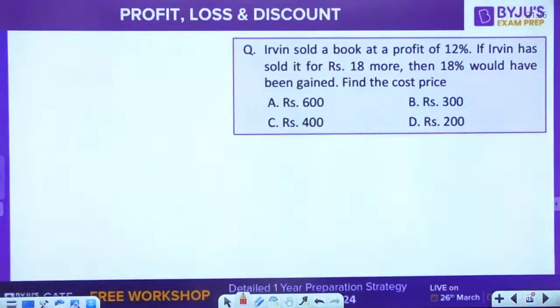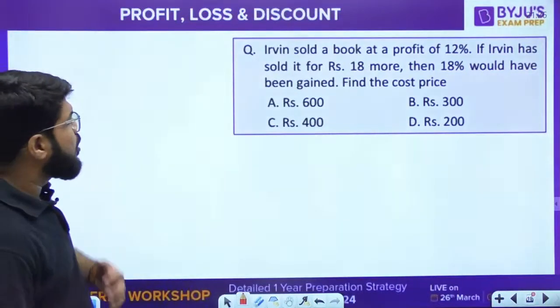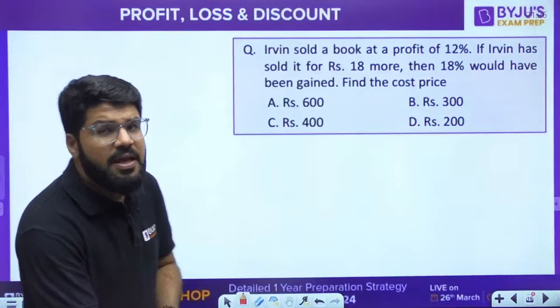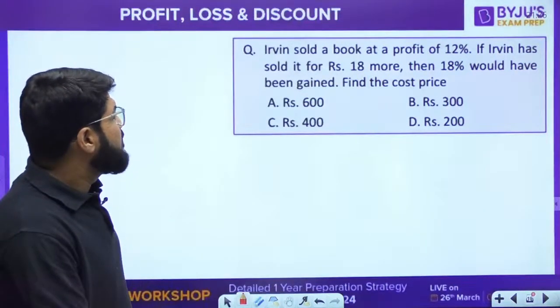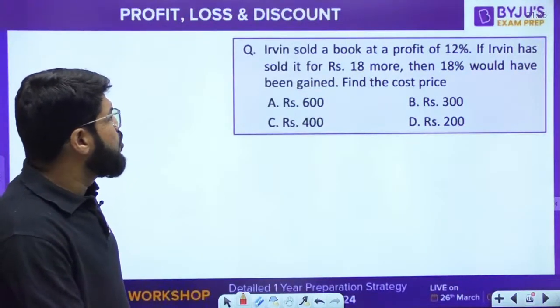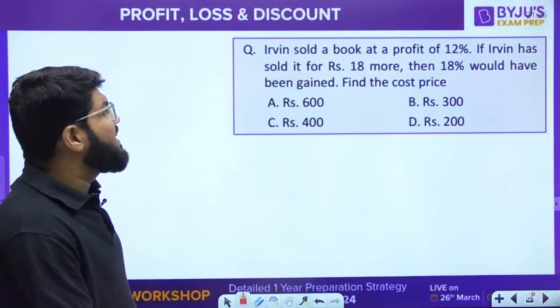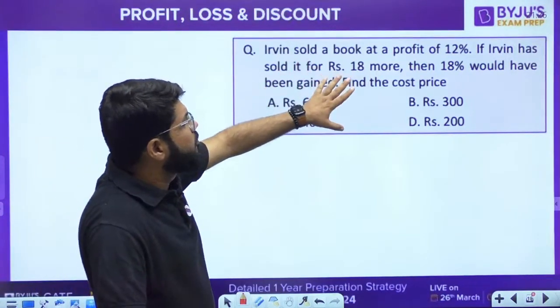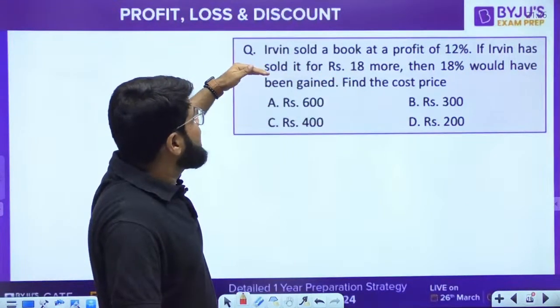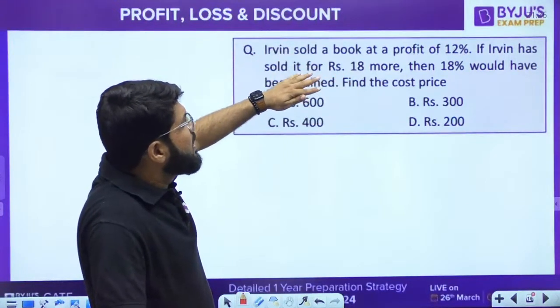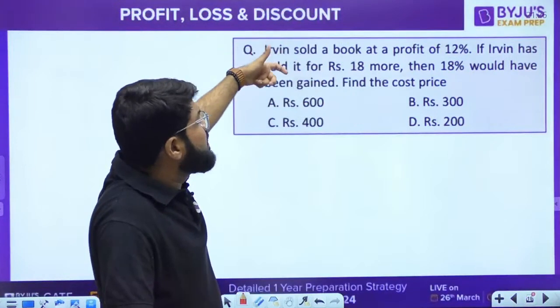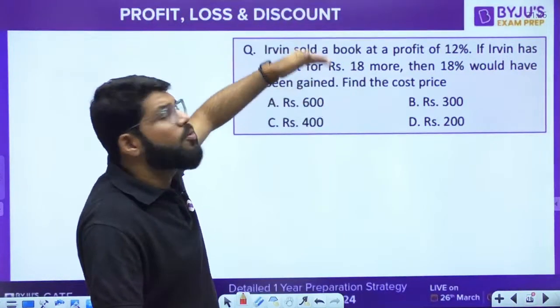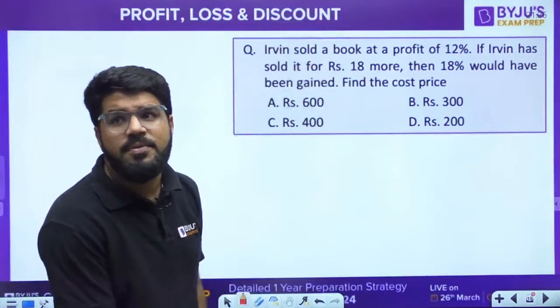Next question. Arvind sold a book at a profit of 12%. If Arvind had sold it for rupees 18 more, then 18% would have been gained. Find the cost price. First he sold it for a profit of 12%. If the selling price had increased a bit, the profit would also increase, then profit would be 18%.